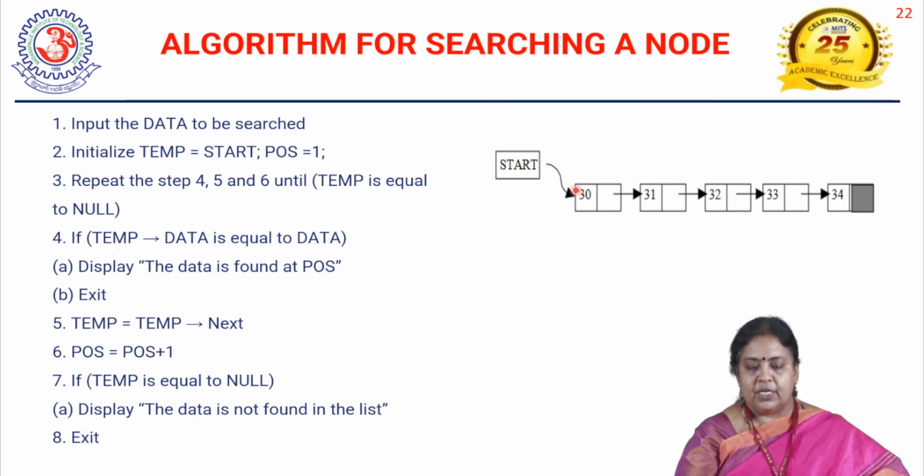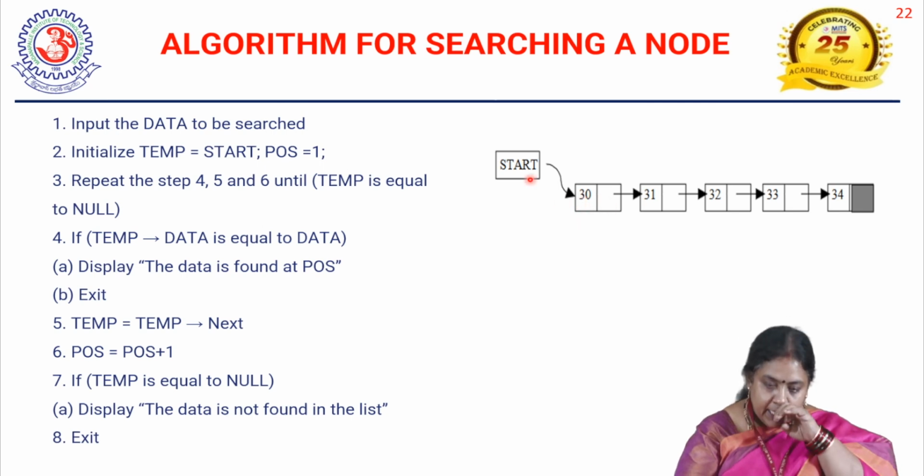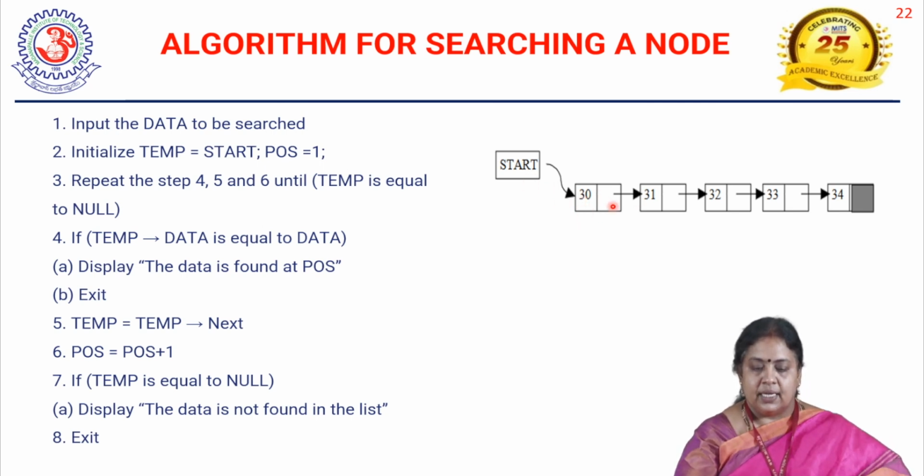For example, this is temp. We have initialized temp to start. Start means it contains the address. So this is temp. So we are checking if temp of data is equal to whatever data we have given.